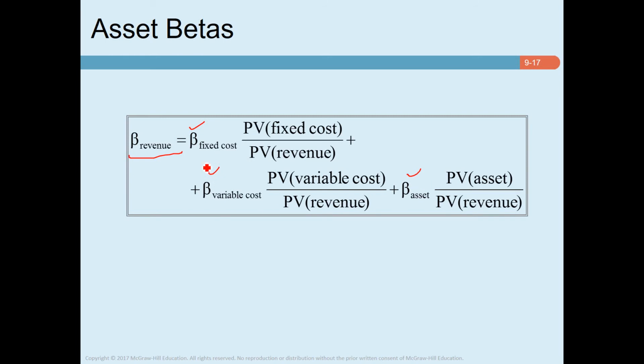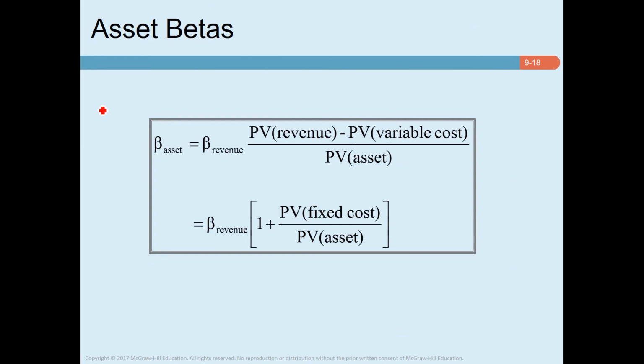Now you need to understand one point: this beta fixed cost should be about 0, because whoever receives the fixed cost receives a fixed stream of cash flows. Beta of the revenues and beta of the variable cost should be approximately the same because they respond to the same underlying variable, the rate of output. Therefore, we can substitute beta revenue by beta variable cost and solve for asset beta. So here comes our asset beta, and don't forget that we are assuming beta fixed cost equals 0.